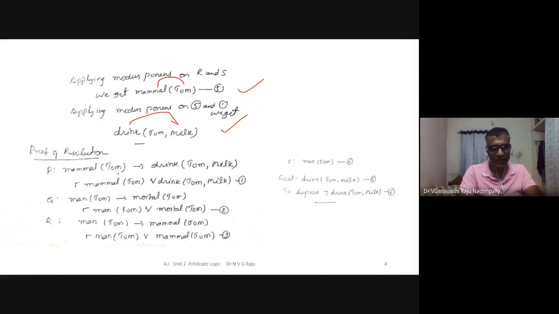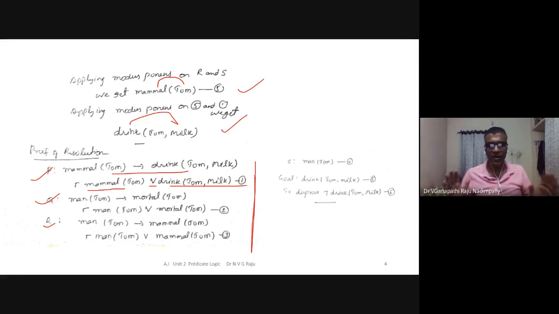Now, this statement P implies Q can be written as negation of mammal or drink milk. Is it okay? I have done it the same for P, Q, R. Any doubts in this statement? It is simply P implies Q written as negation of P or Q. Any doubts in statement 1, statement 2 and statement 3? No, sir. Now, what is my goal?